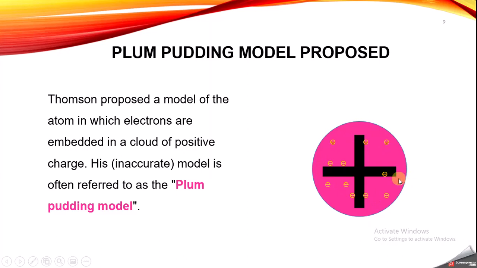So he proposed this plum pudding model based on the experiment that he did to study the discharges. Through this experiment, the electrons were discovered, and it was discovered that this might be the structure of the atom. It was also discovered that the atom is not the smallest particle. We have even smaller particles which are present inside the atom.